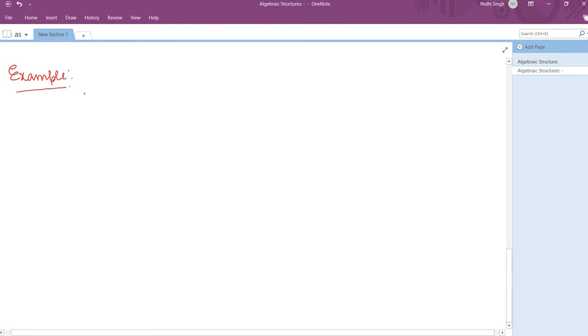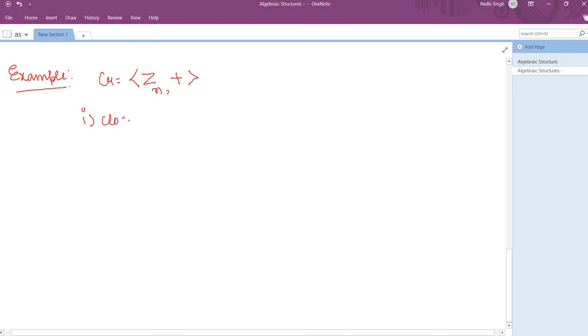Suppose we have a group with the set of residues Zn, and my binary operation is addition. Now we have to check whether it is a commutative group or not. For being a commutative group, we have to satisfy all the 5 properties. One by one I have to check.